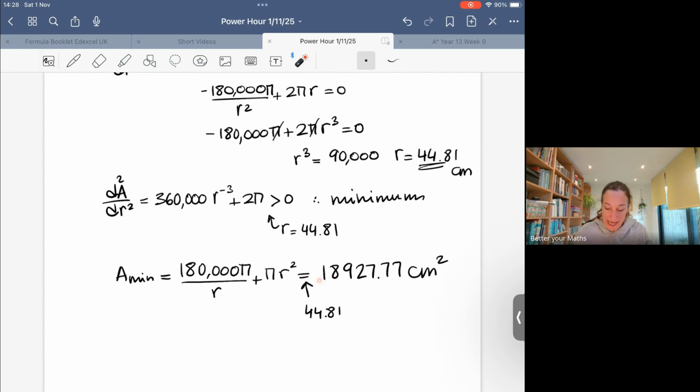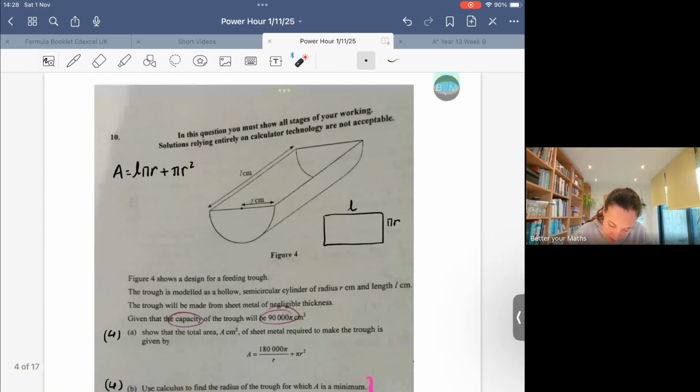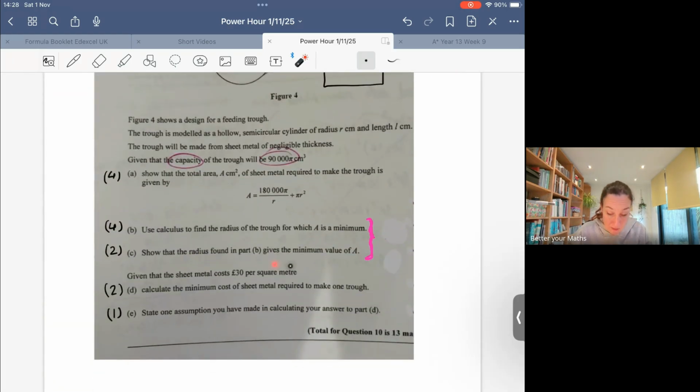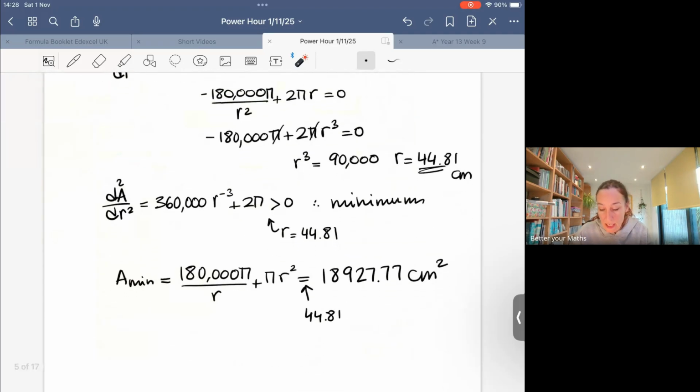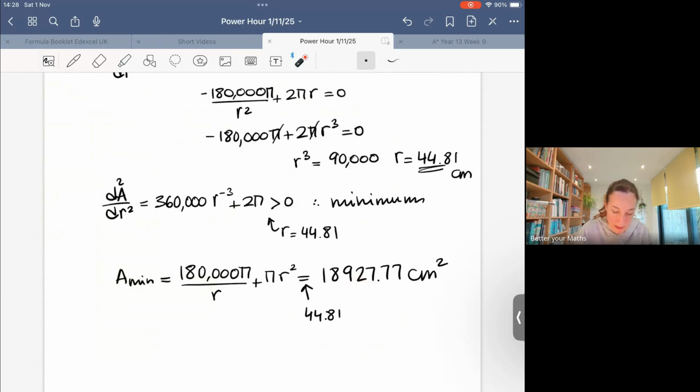Okay, thank you. And now they say 30 pounds per what? Per meter square? Per centimeter square? Per square meter. So be careful because we have centimeters squared. So meters squared would be what? 1.89, no? So centimeters squared to meters squared, we divide by 100 twice. So this would be 1.89 meters squared.